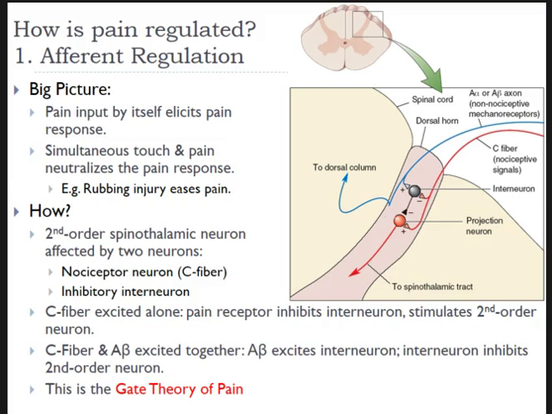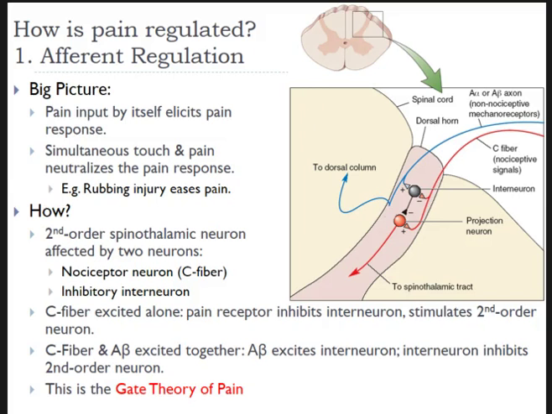Here's your C fiber carrying pain information coming into the spinal cord. What we talked about last time is that this C fiber would then form a synapse here within the dorsal horn of the gray matter, and then give rise to a second order neuron, which would decussate, cross over, and head up toward the brain. If all that is happening is the C fiber is bringing in its signal, you'll see there's a little plus sign here. That's indicating that the end of your first order neuron is stimulating your second order neuron, and the signal goes on up to your brain. So that's just what we saw last time.